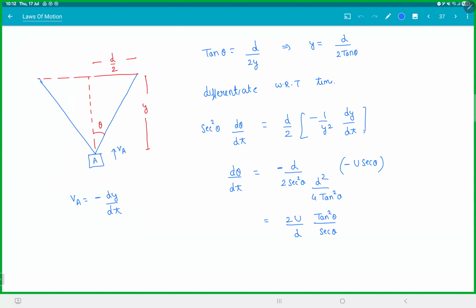So the component of A along perpendicular to the string, right? Yeah, you should take the component of VA perpendicular to the string. But I'm not sure. Try once and see if you're getting it, then great. All clear with this?